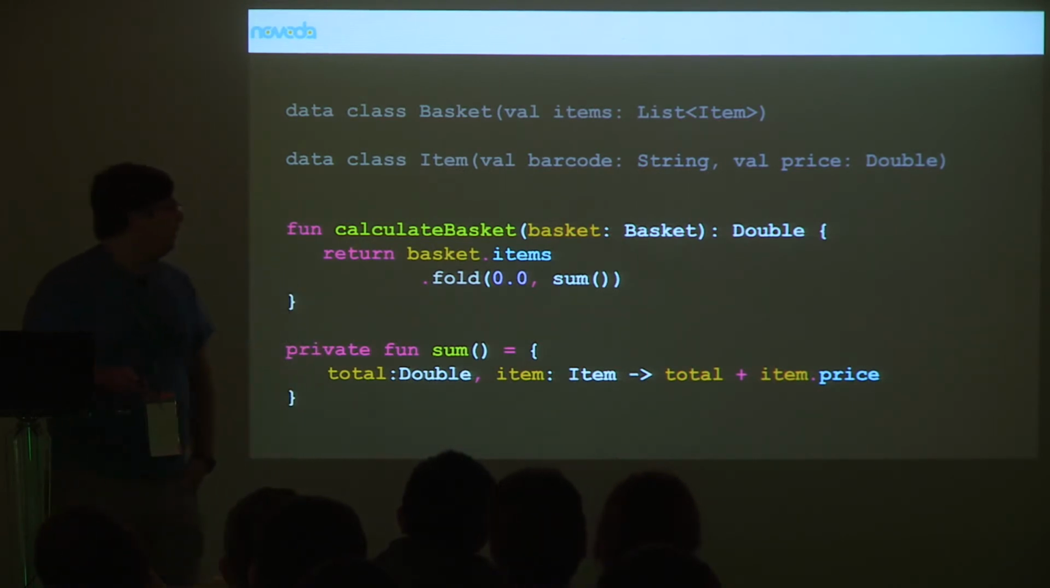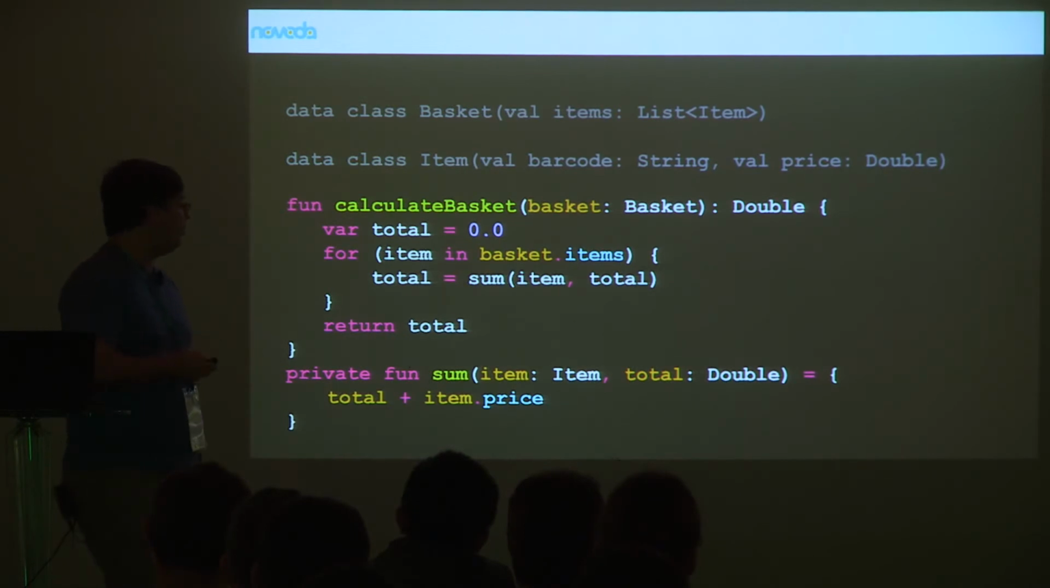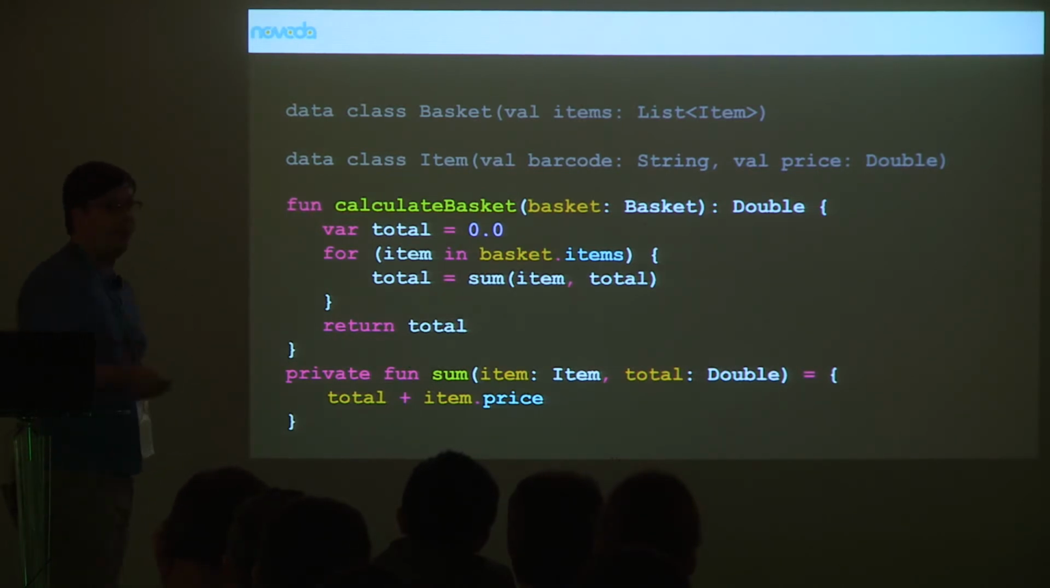Yes, but then if you try and refactor your imperative code, what you're going to get is this. You have sum, takes an item and a total and returns it. Doesn't look that much better though, does it? It's still the same for loop. You still have the total outside.